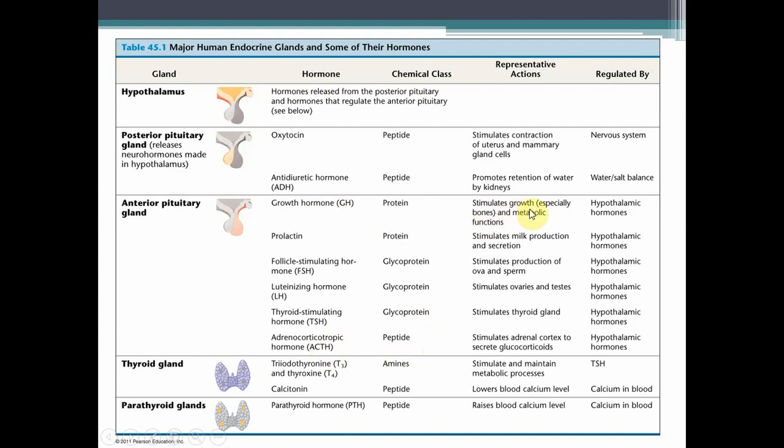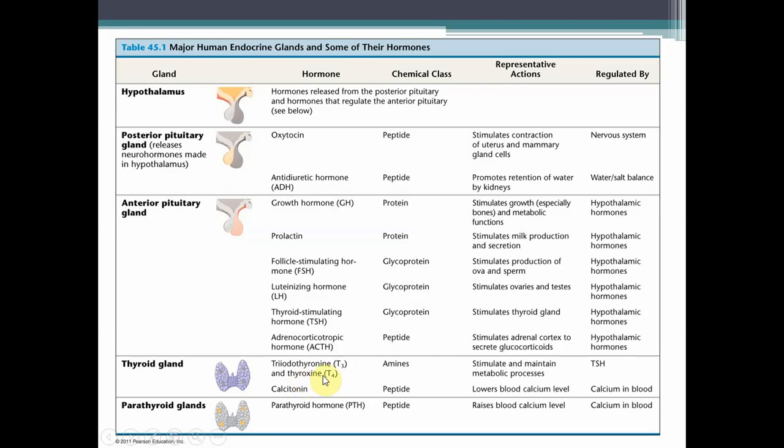Growth hormone stimulates growth, specifically in bones, and metabolic function. Prolactin stimulates milk production and secretion. Follicle stimulating hormone stimulates production of ova and sperm, ova in females and sperm in males. Luteinizing hormone stimulates the ovaries and testes to produce their hormones, like progesterone and estrogen from the ovaries in females, and testosterone from the testes in males. Thyroid stimulating hormone acts on the thyroid gland and stimulates secretion of T3 and T4. Adrenocorticotropic hormone, ACTH, stimulates the adrenal cortex to secrete glucocorticoids.